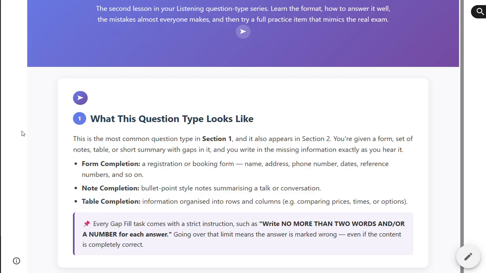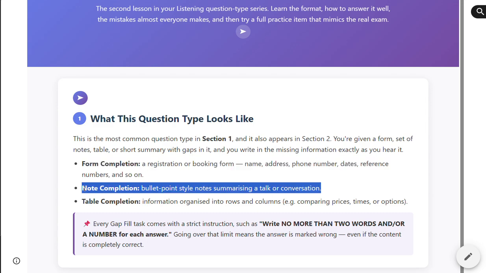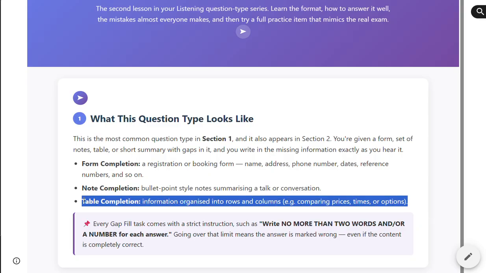There are 3 versions you'll run into. Form completion looks like a registration or booking form. Think name, address, phone number, dates, and reference numbers. Note completion gives you bullet point style notes summarizing a talk or conversation. And table completion organizes information into rows and columns, often comparing things like prices, times, or options.